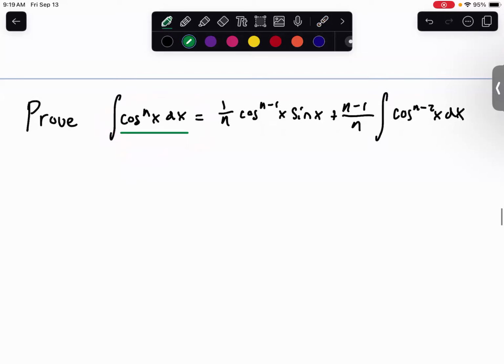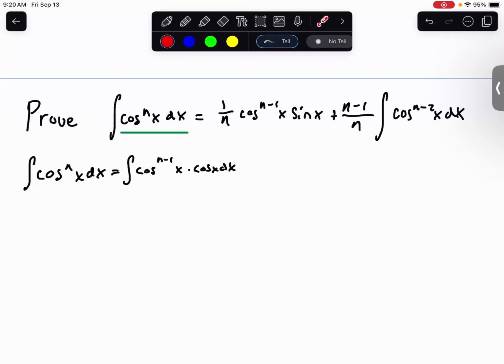That's a good idea. So we can rewrite this integral. The integral of cosine to the nth power of x dx is really equal to the integral of cosine to the n minus 1 power of x multiplied by cosine of x dx. And I will say, you don't want to be using the Pythagorean identity here, like we did in the previous case.